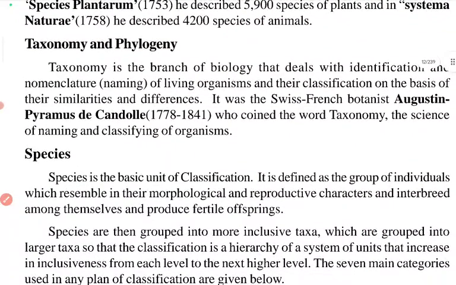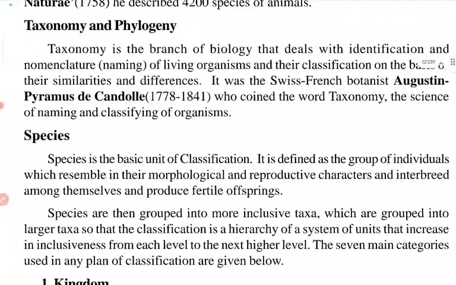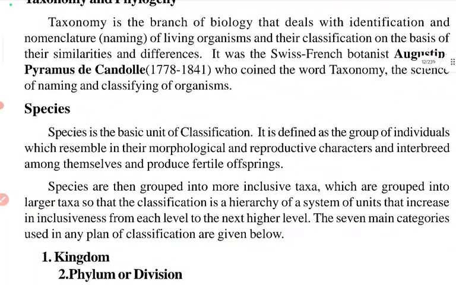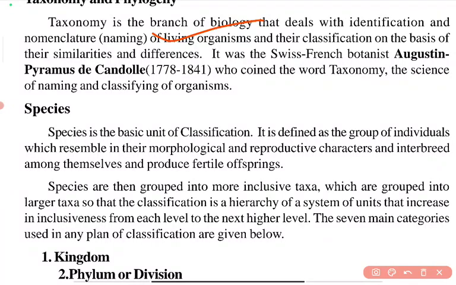Now, taxonomy and phylogeny. What is this taxonomy and phylogeny? Friend, taxonomy is the branch of biology that deals with the identification and nomenclature of living organisms and their classification on the basis of their similarities and differences. First you read the short definition of taxonomy, and then the definition is going to be larger, and if you remember the smaller definition, then it is easier for you to remember that one also.